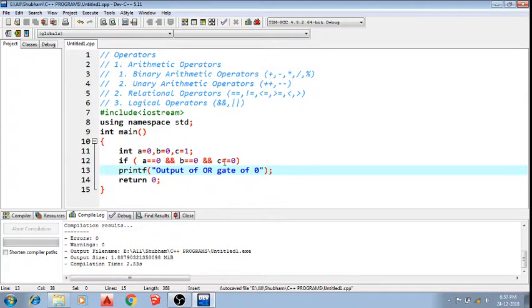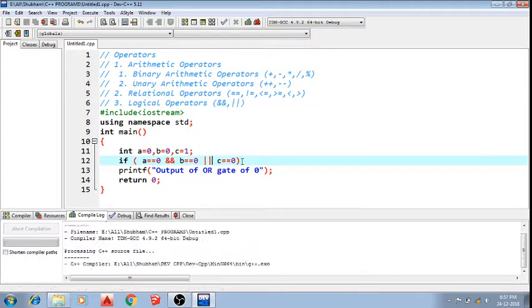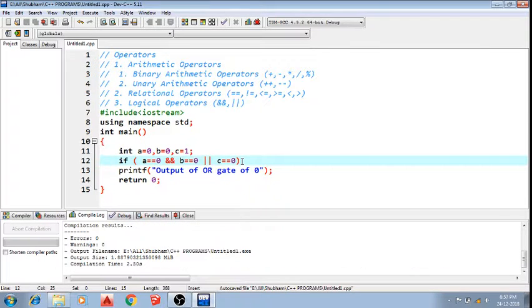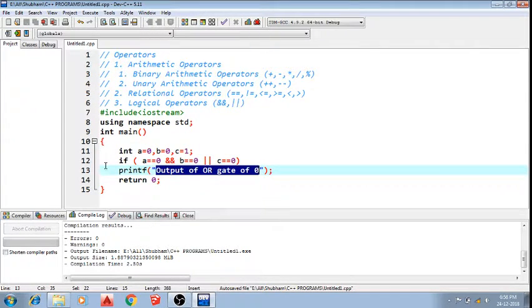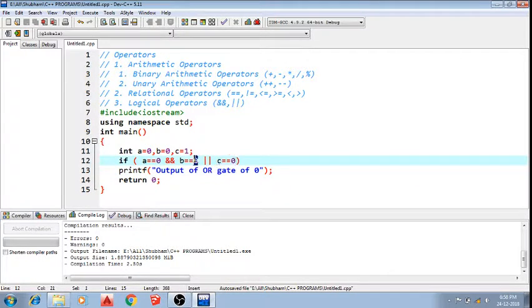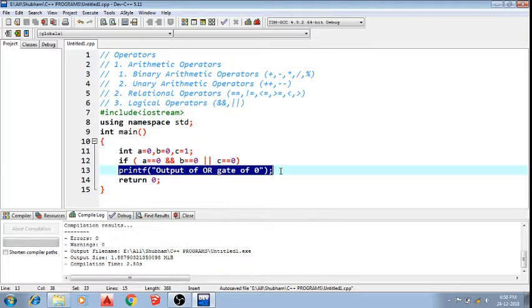Okay, if I put OR here instead of AND, then let's see what happens. So this prints this line, but forget what is written over here, because this line is printed, so the condition is true. Actually this is false, but this one comes true. So if any one of either this or this comes true, then the output will be 1. So the condition will be true, and this line will be printed. So this is the concept of logical operators.